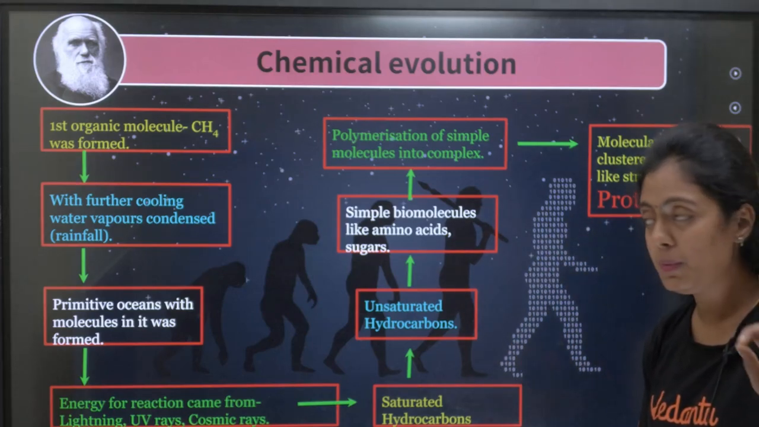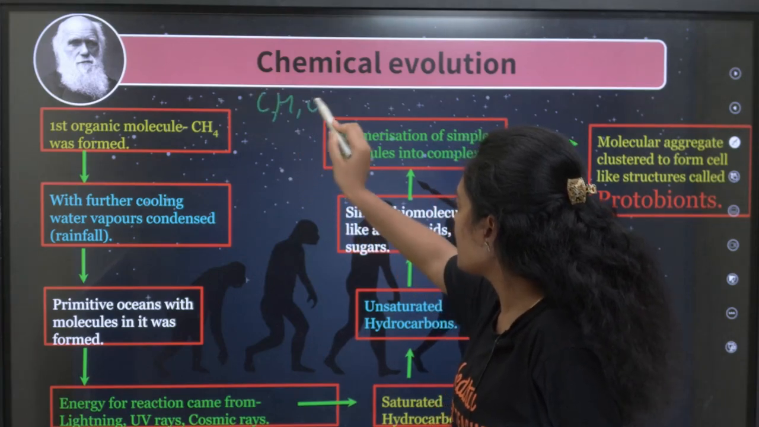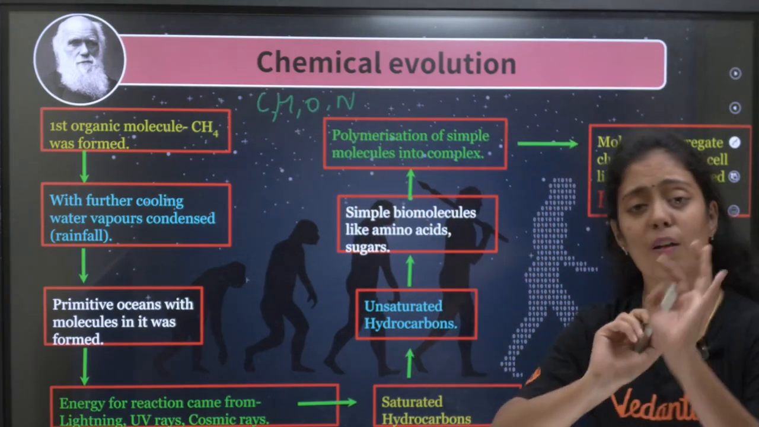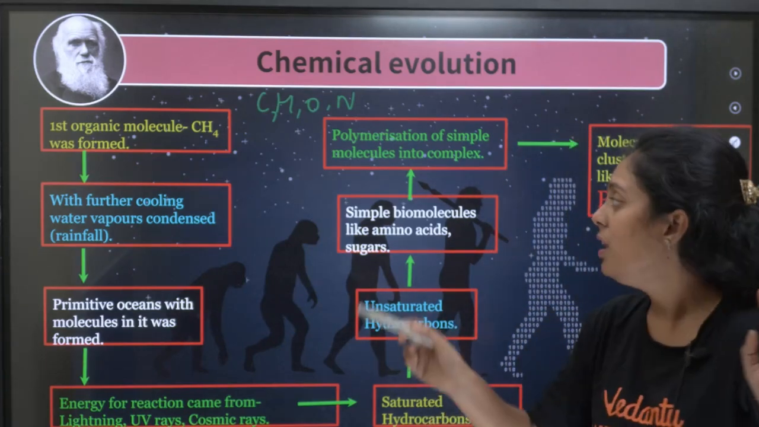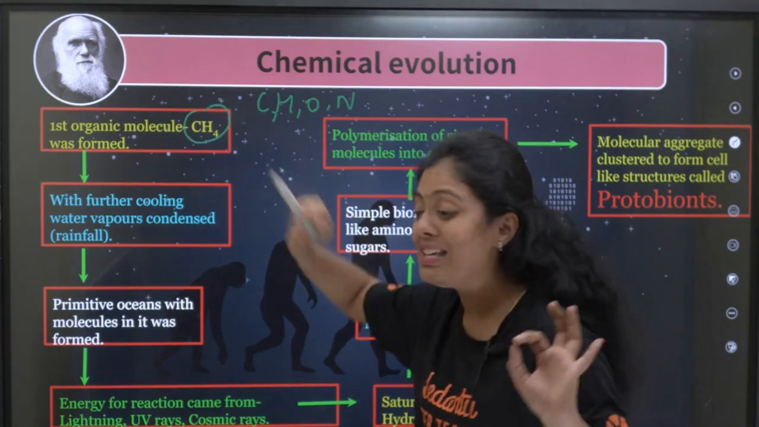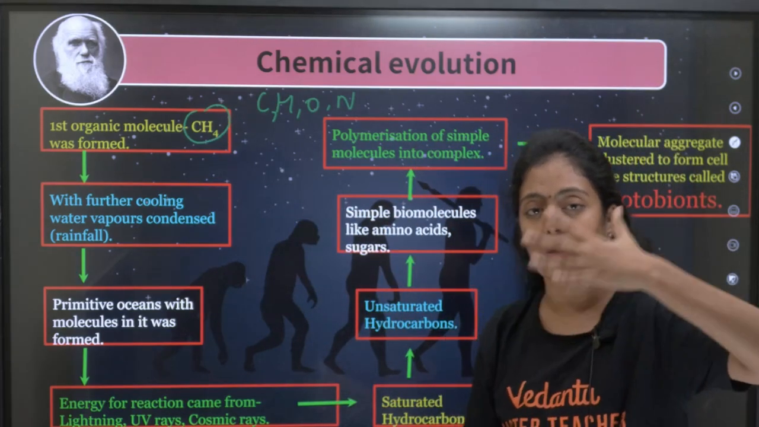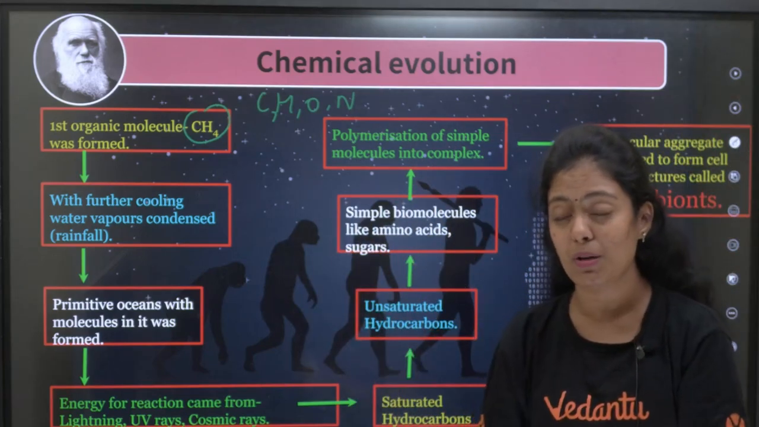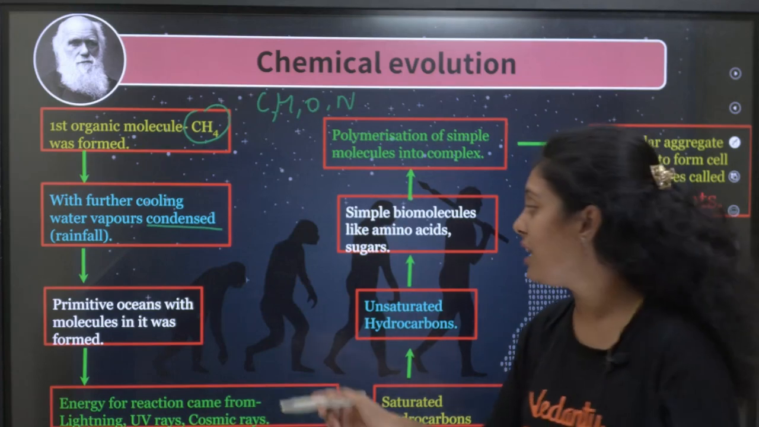All of you stay with me. First, you have carbon, hydrogen, oxygen, nitrogen. These are the four important elements present in all your biomolecules. The first organic molecule was methane, CH4. Now what happened? With further cooling, the gases had water vapor. The water vapor condensed and there was torrential rainfall.